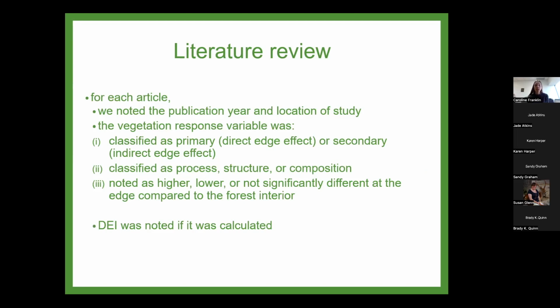For each article, we noted the publication year and the location of the study. Then we looked at the vegetation response variable and classified it as primary, so this would be a direct edge effect, or secondary, an indirect edge effect. We also classified that vegetation response variable as a process, structure, or composition. And then we noted it as being either higher, lower, or not significantly different at the edge compared to the forest interior. Some articles did quantify or calculate DEI, the distance of edge influence, and that would have been noted if the authors had calculated that.